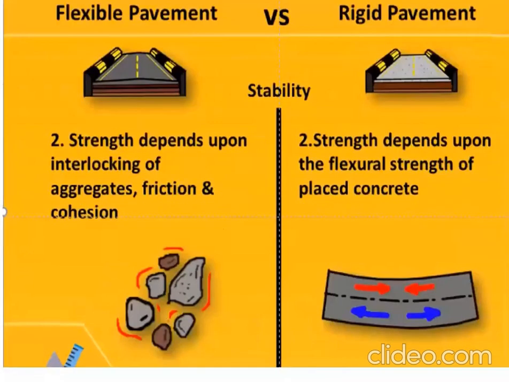Now, how can you differentiate the stability? Stability is the internal resistance of a pavement to the loads acting on it. In a flexible pavement, strength depends upon interlocking of aggregates, friction and cohesion, while in a rigid pavement, strength depends upon the flexural strength of the placed concrete.